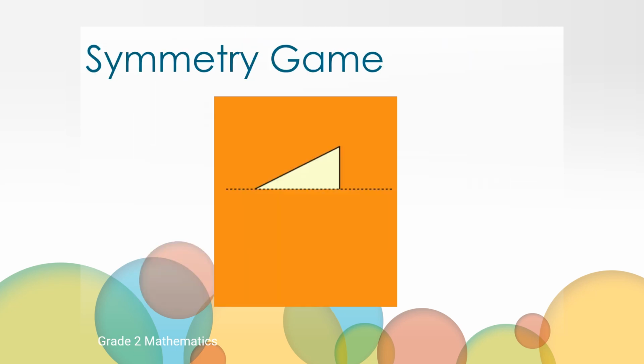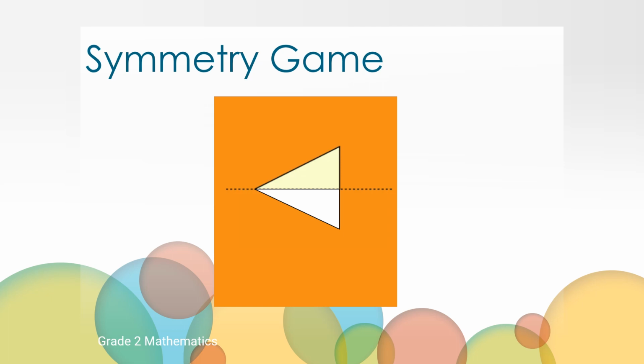Let's play a symmetry game. I will draw one side of the line of symmetry, and you have to finish drawing the picture across the line of symmetry. Remember, symmetry means it's a mirror image, so it's the same on both sides. Ready? Here's the first one. Did your drawing look like this? It's symmetrical because it's the same size and shape on both sides.